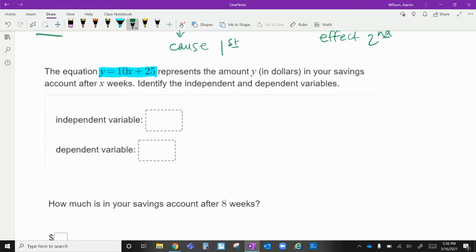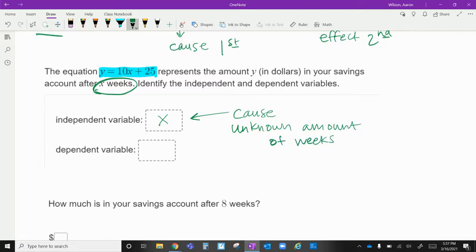So what happens first is you got to put the money in, because if 5 weeks go by, you're going to have a bit of money, but if 10 weeks go by, you'll probably have more money. So in this case, the independent variable is pretty simple. It's just the X, the letter X. The variable X is the independent variable, because that right there is the cause. This is you putting money into your savings account for an unknown amount of weeks, right? So I'll put unknown amount of weeks.